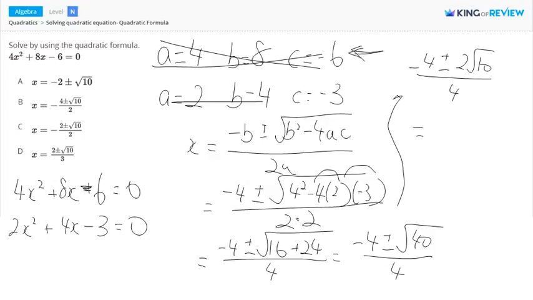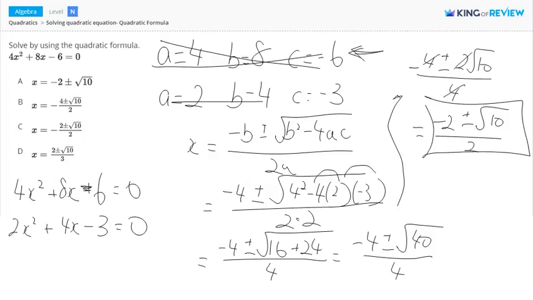And that's going to equal, if you simplify this by dividing everything by 2, -2 plus or minus square root of 10 over 2. And this is your answer. And therefore, the answer is going to be C.